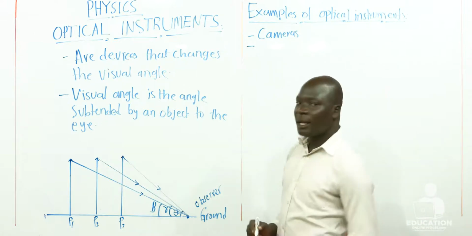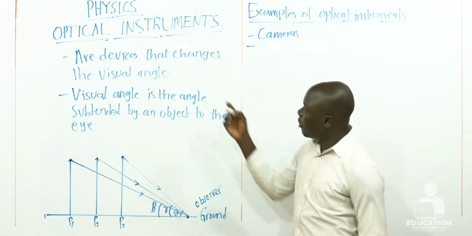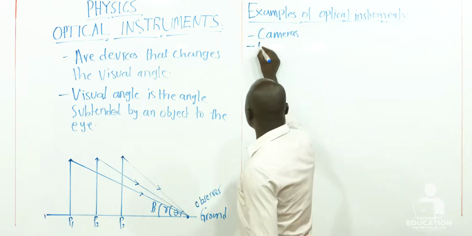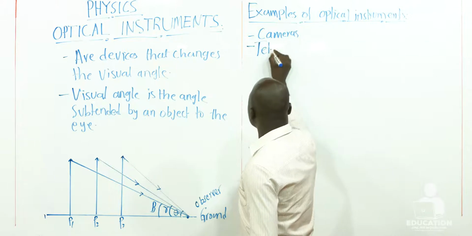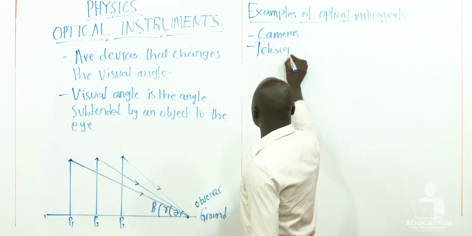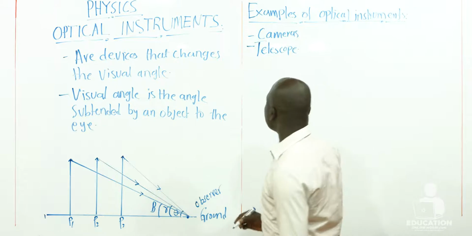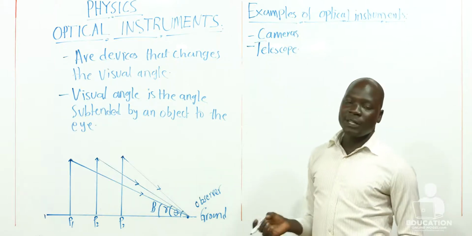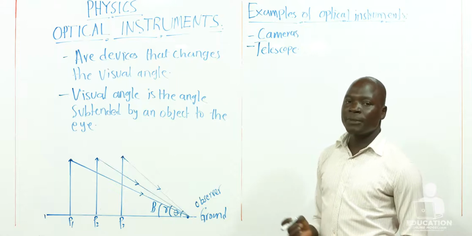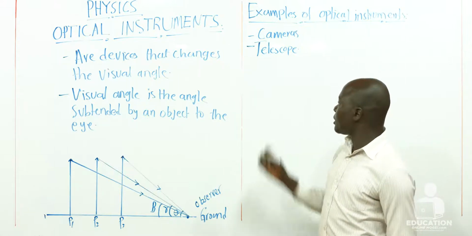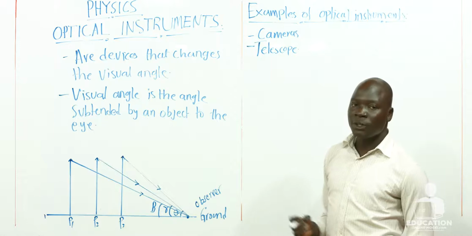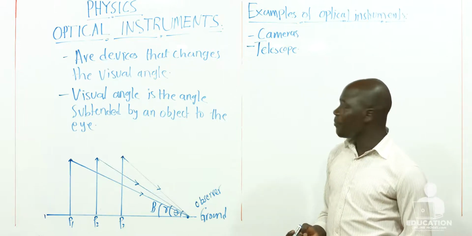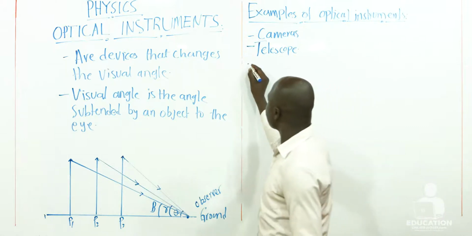Then another example of this instrument that will change the visual angle is the telescope. In a telescope also, the size of the object will be different from the size of the image. The telescope will change the visual angle. That is the angle that is subtended by the object to the human eye.